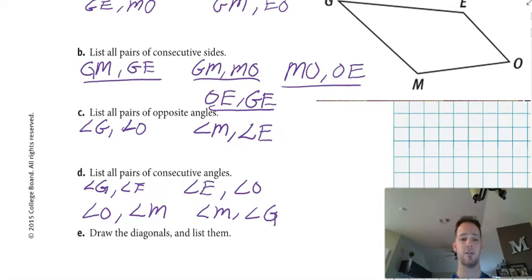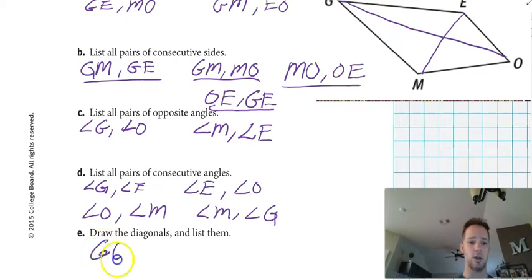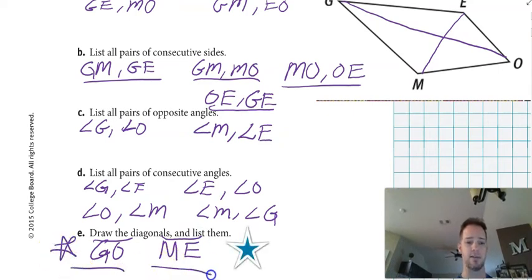All right, last thing is draw the diagonals and list them. The definition of a diagonal is a segment that connects two non-adjacent vertices. If I connected adjacent vertices like M and O, that's just a side of the kite. But if I connect to a non-adjacent vertex, like M connected to E, that is a diagonal of the kite. Or if I connect G to O, GO is a diagonal and ME is a diagonal, and now we're pumping ourselves up because it says go me.